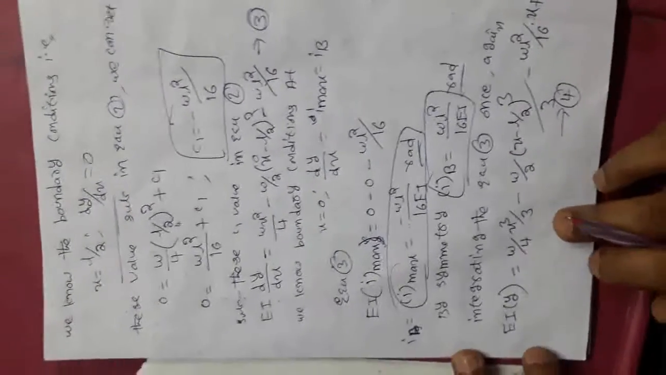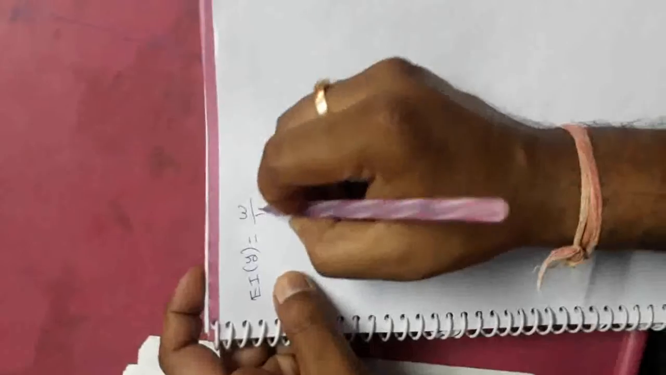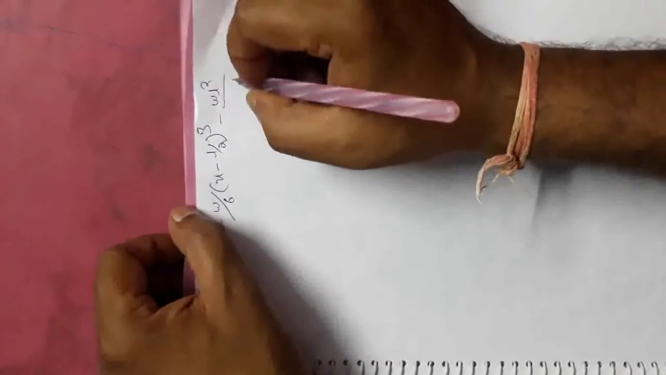So this is equation number 4: EI y equals W by 4 into 3 times 4, that is W by 12 x cube, minus W by 2 into 3 times 2, that is 6, times x minus L by 2 whole cube, minus WL square by 16 x plus C2. This is called equation number 4.